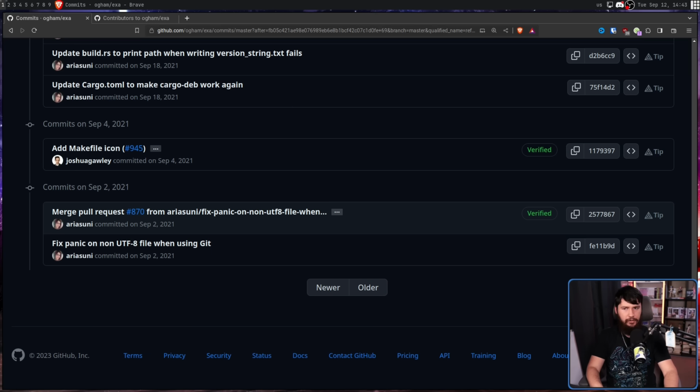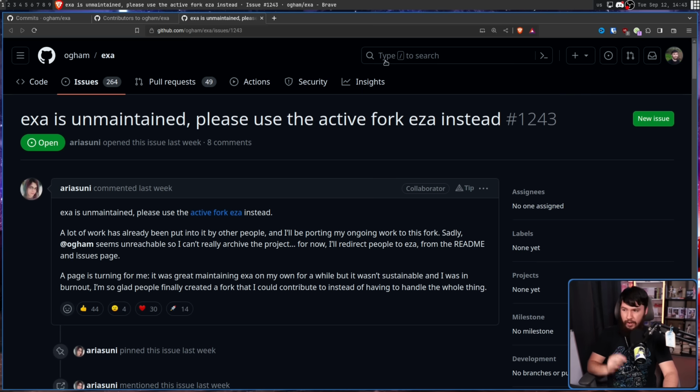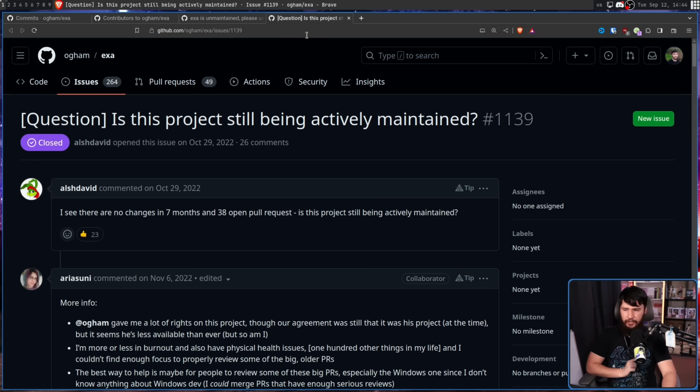So a few days ago, the current, I guess in a sense, maintainer named Aria opened up this issue. "Exa is unmaintained, please use the active fork Eza instead." But this issue is actually a follow-up to an older issue from 2022. "Question: is this project still being actively maintained? I see there are no changes in 7 months and 38 open pull requests. Is this project still being actively maintained?"